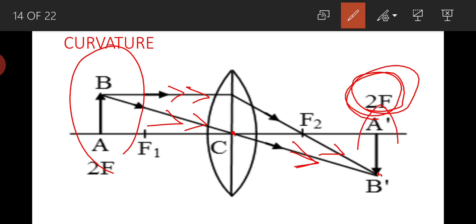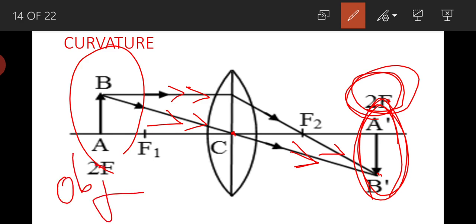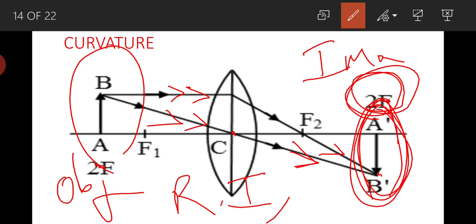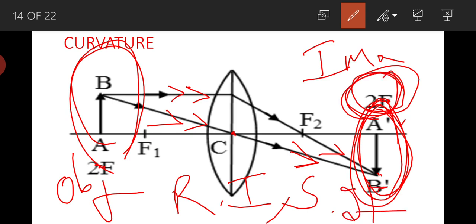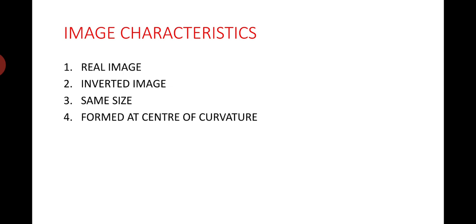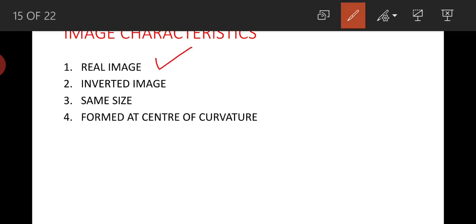And if you see image characteristics, this side we placed object, whereas this side image is formed, hence image is real, and it is inverted image. It is of same size as that of object, and it is formed exactly at 2f. So image characteristics: first one is, it is real image, it is inverted image, it is same size, and it is formed at center of curvature, that is it is formed at 2f.